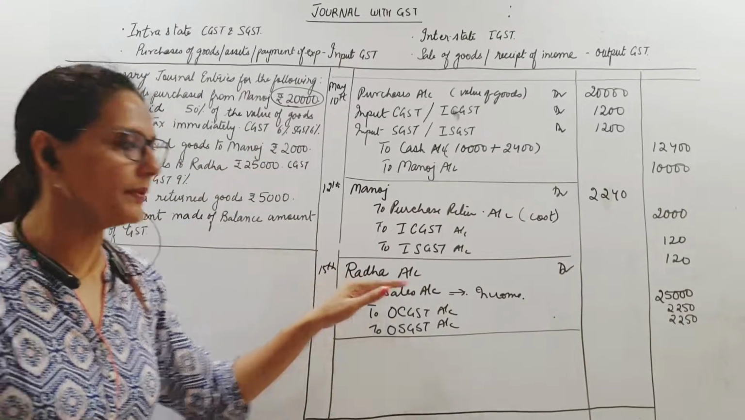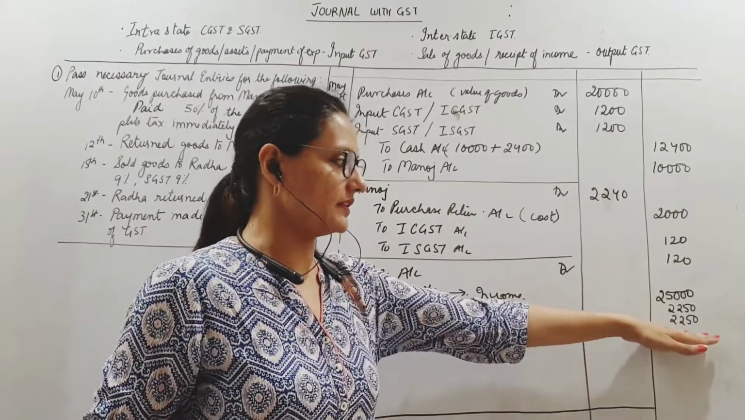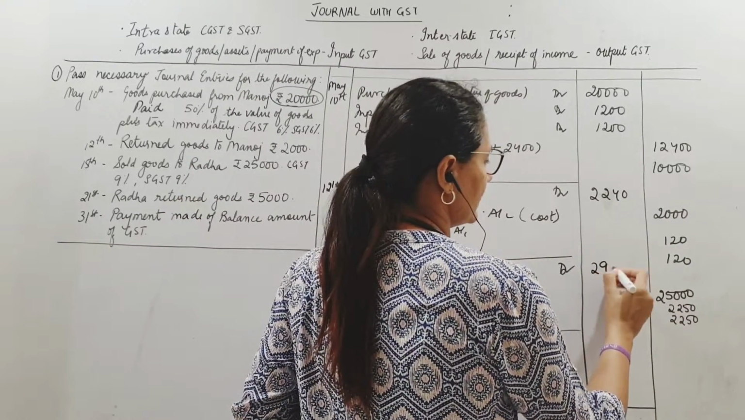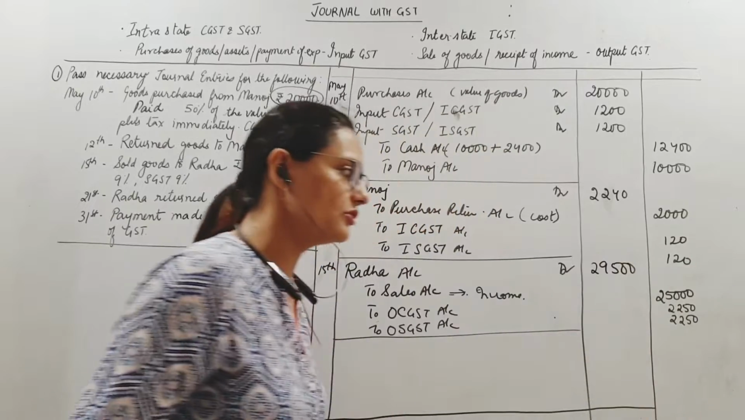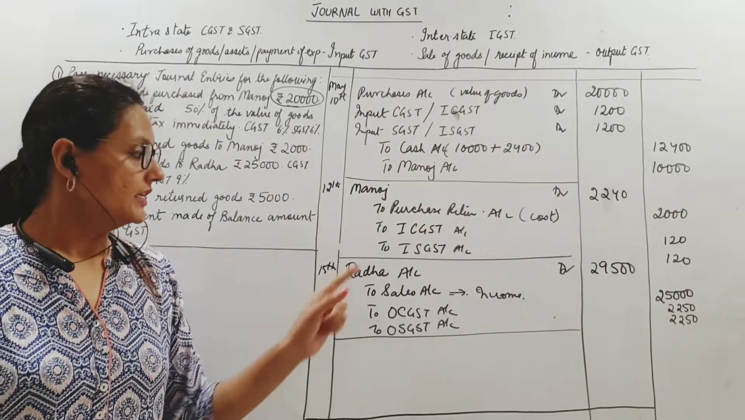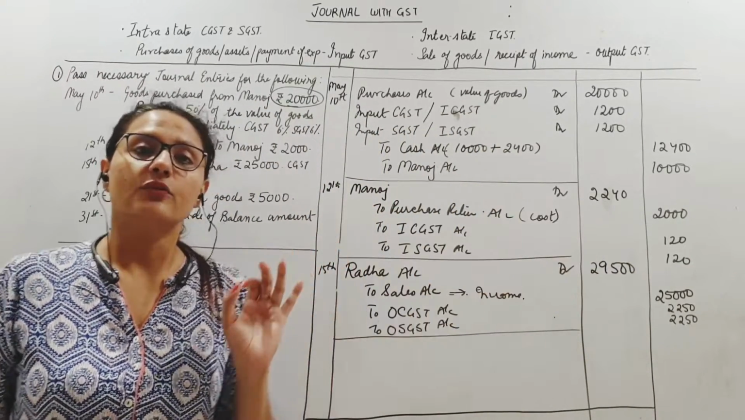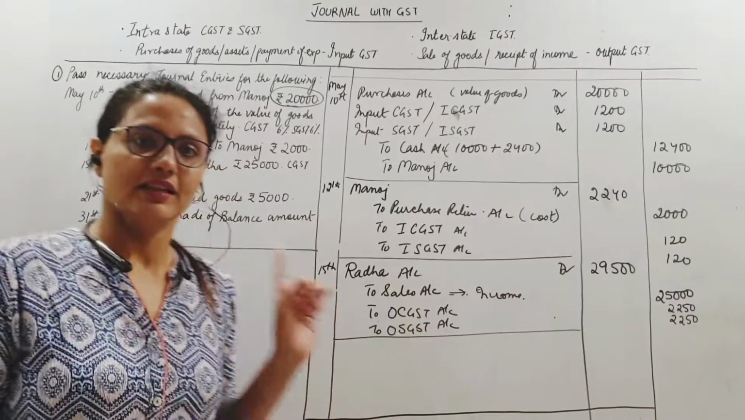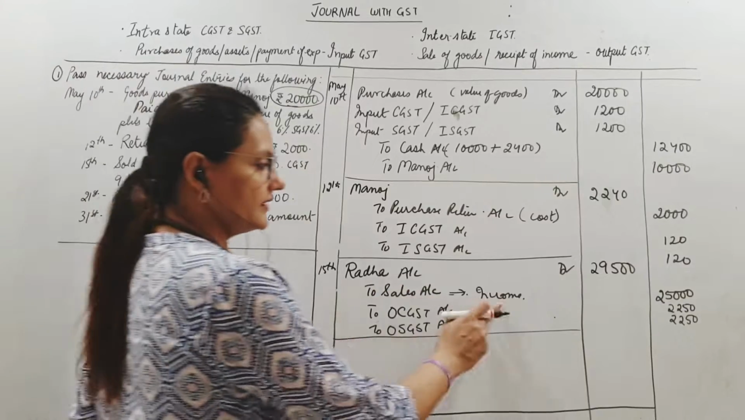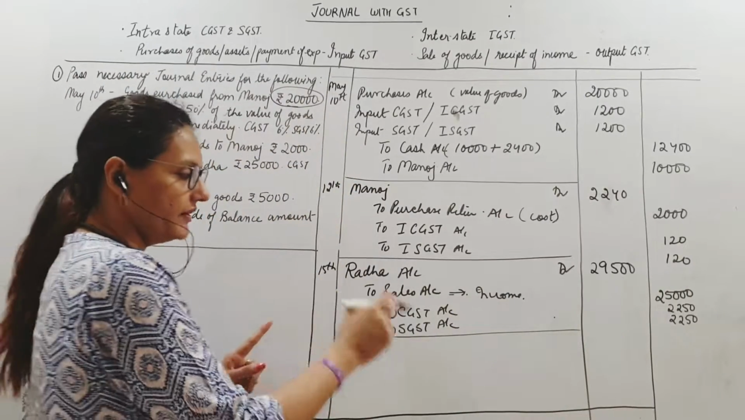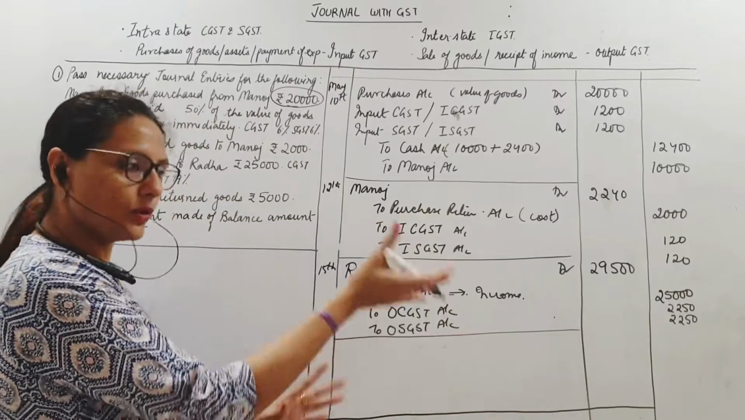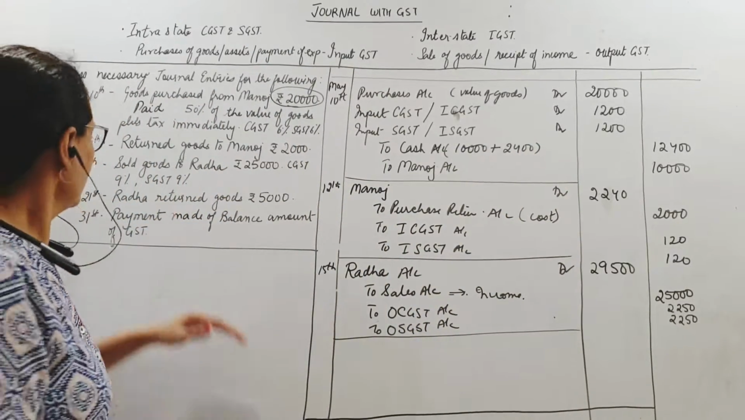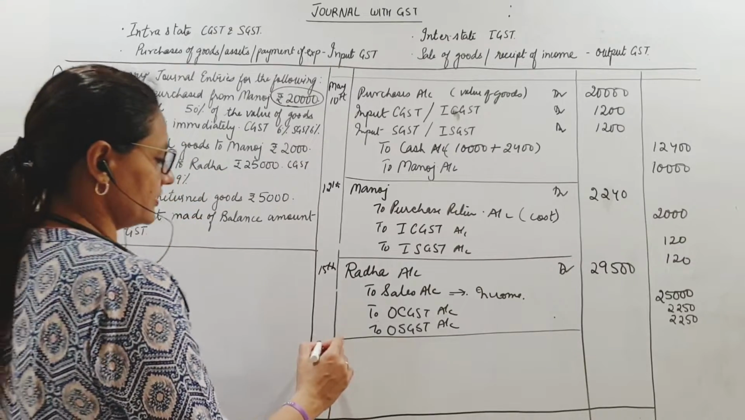So how much will Radha pay me? 25,000 plus this, which is 4,500, meaning 29,500 is the total amount she needs to pay me. So she is my debtor with 29,500. Fine. So how did we start the sale entry? With the sales account, 25,000. We calculated the tax, totaled up the amount and debited Radha here.